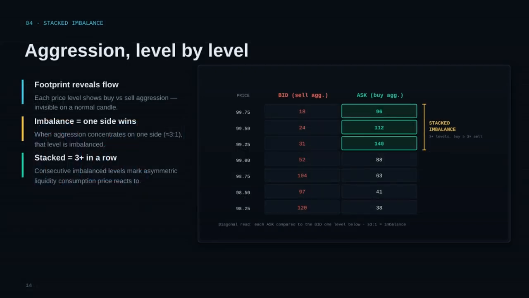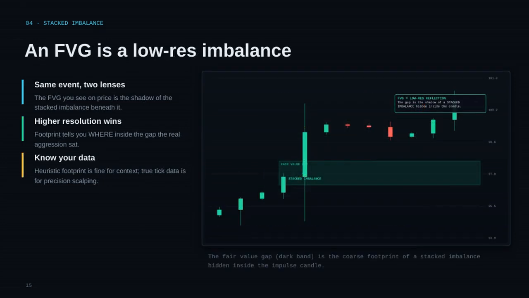Aggression, level by level. A footprint chart reveals buy versus sell aggression, invisible on a normal candle. When 3 or more consecutive levels are imbalanced, that's asymmetric liquidity consumption price reacts to. A fair value gap is really a low-resolution imbalance. The gap you see on price is the shadow of the stacked imbalance hidden beneath it. Footprint data just tells you exactly where inside the gap the real aggression sat.